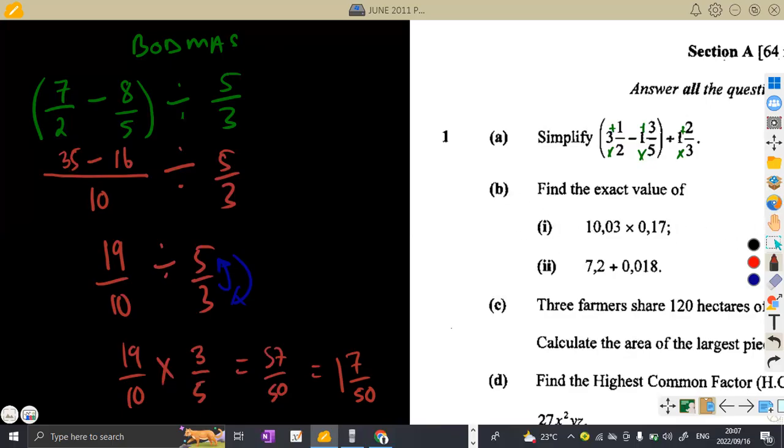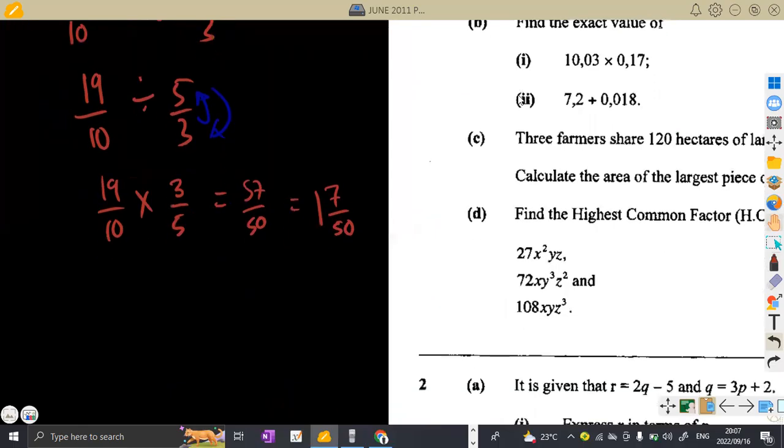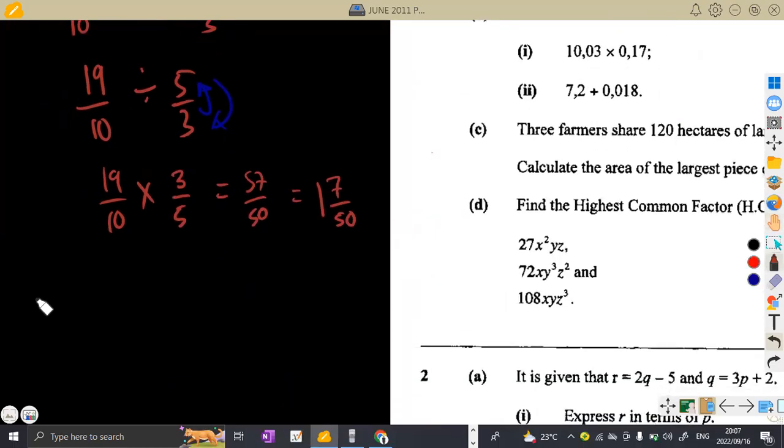So we've got B item 1 here. Find the exact value of 10,03 times 0,17. So you simply have to multiply the two here, so you can just even write them here. All right, so this is B item 1. So we have got 10,03 multiplied by 0,17. So this is paper 2, guys.